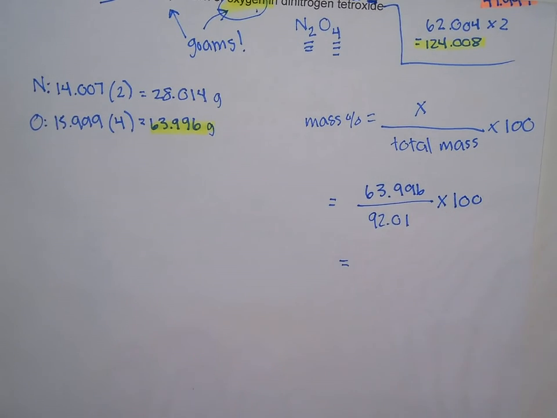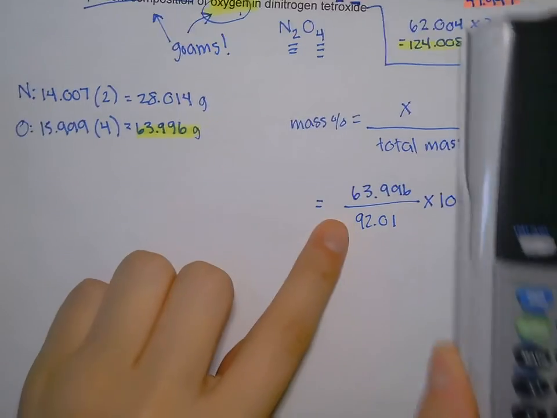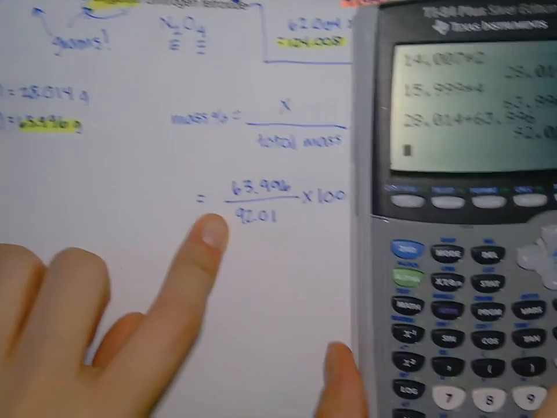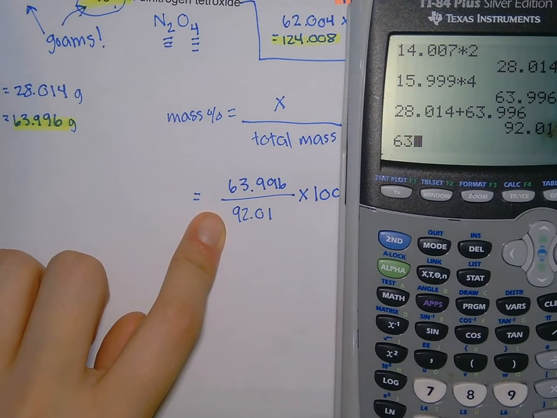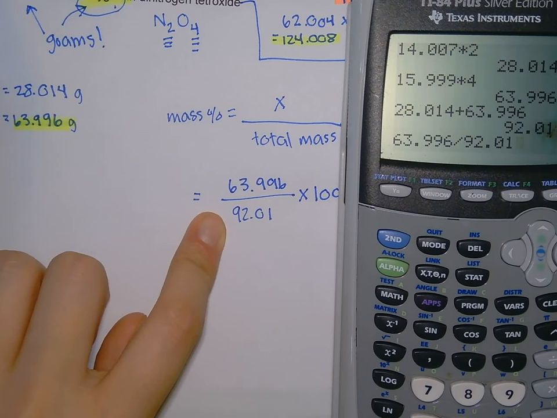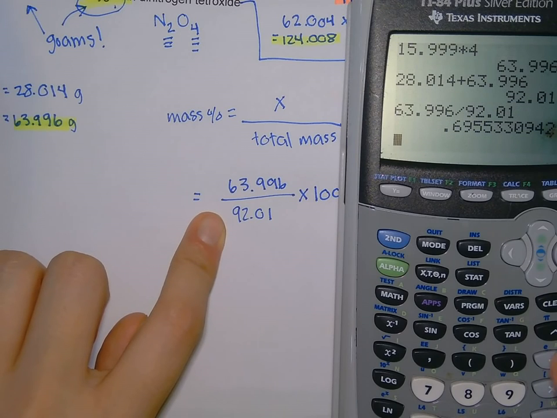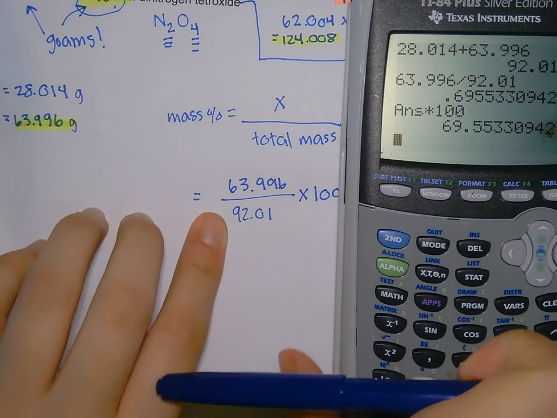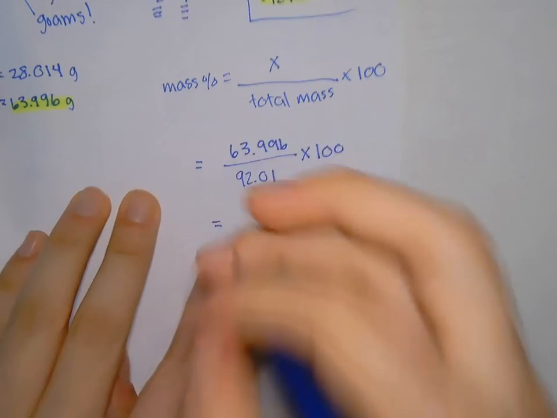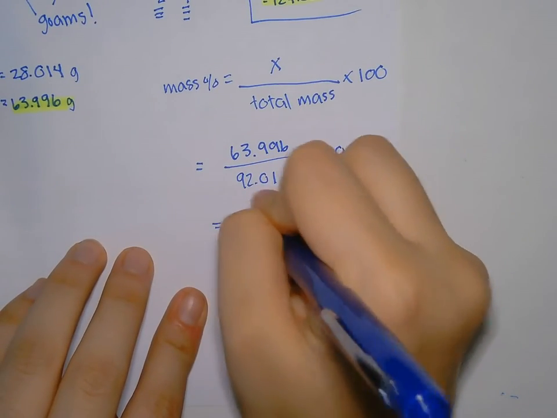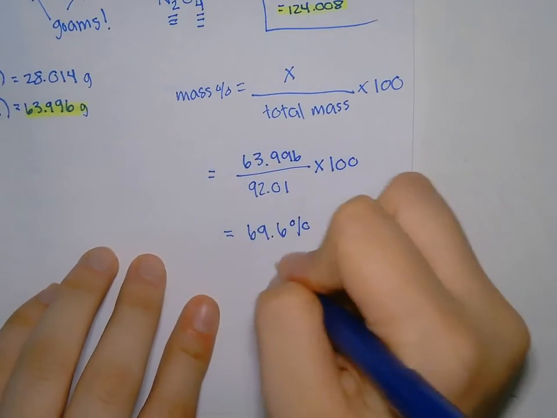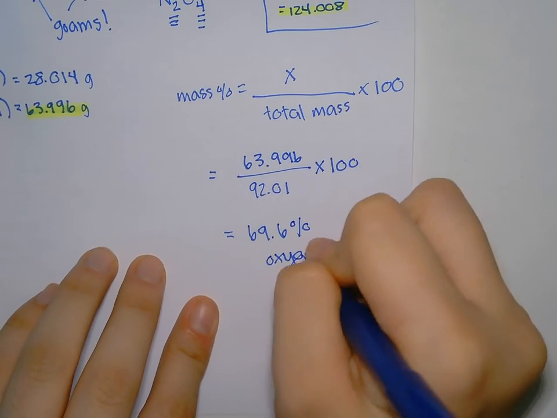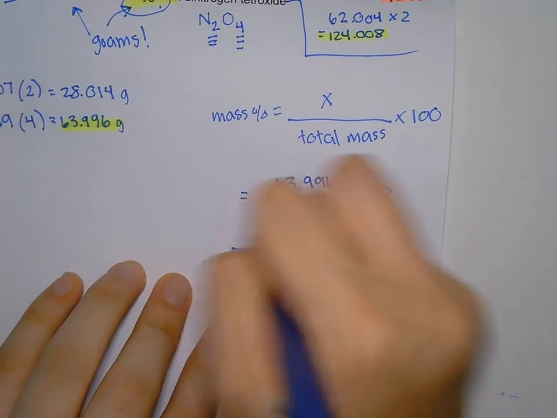So now I can use my calculator again to solve this math. So I have 63.996 divided by 92.01 times 100, and that is equal to 69.6 approximately. 69.6% oxygen. So that is my answer.